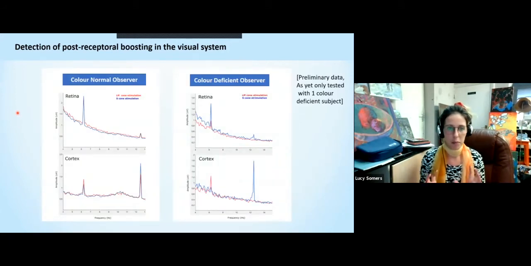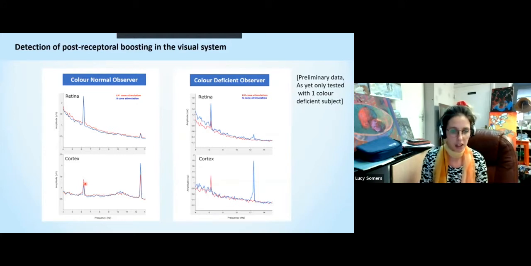So these are our very preliminary results, as we only have data from one color deficient observer so far. Now, if we look on the left at the color normal observer, we see at the retina, the LM and the S-cone stimulation are very equal and primarily happening at the fundamental 6.25 hertz rather than the harmonic. And once this reaches the cortex, the LM cone activation is slightly greater than the S-cone activation. However, at the harmonic, we see the S-cone activation is slightly greater.